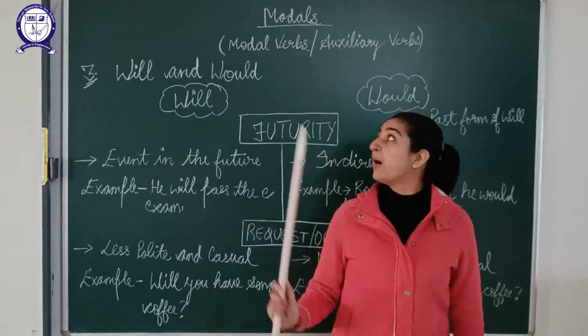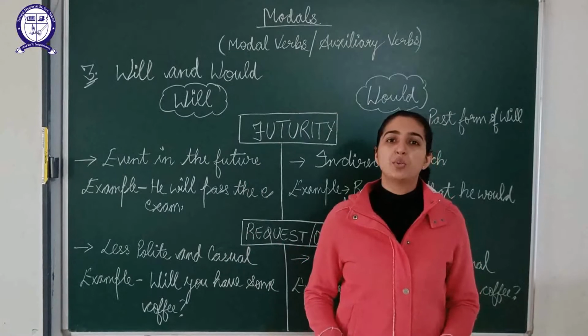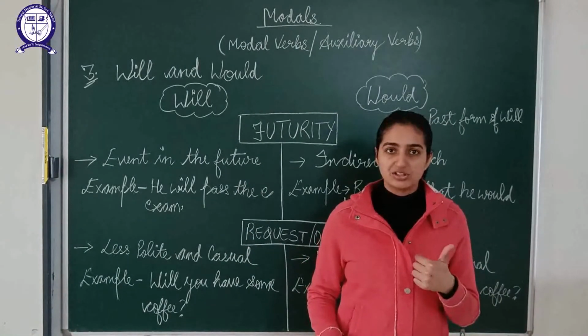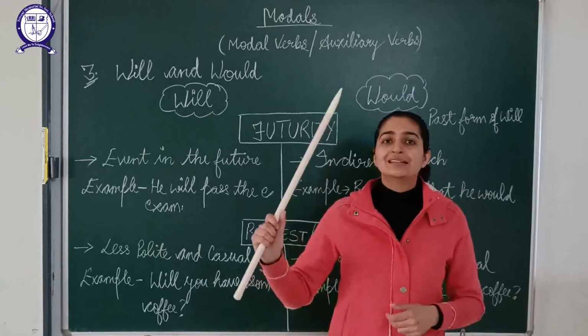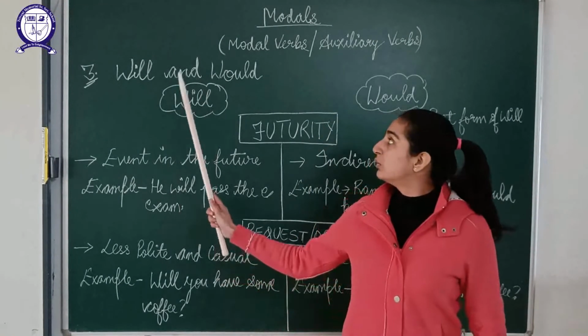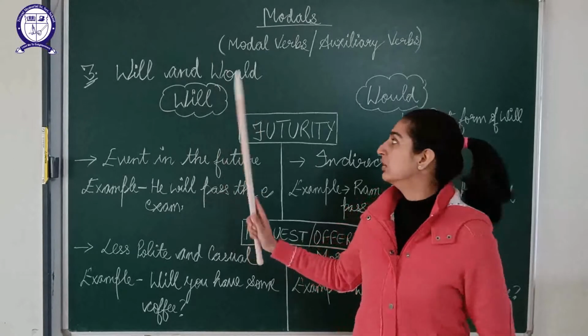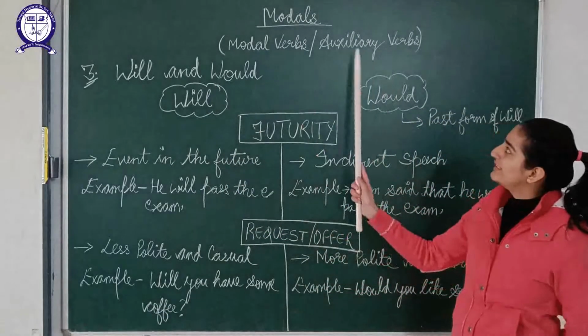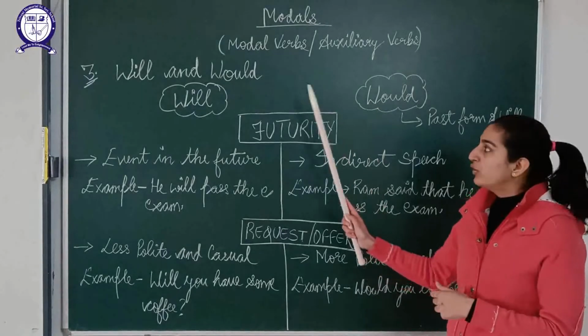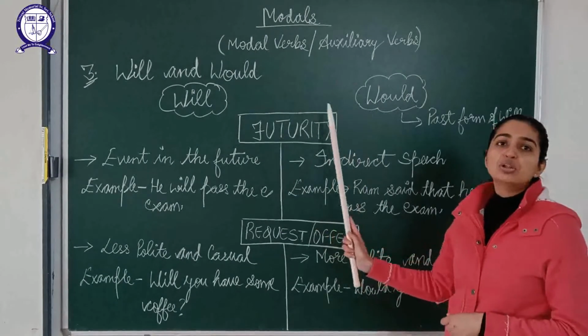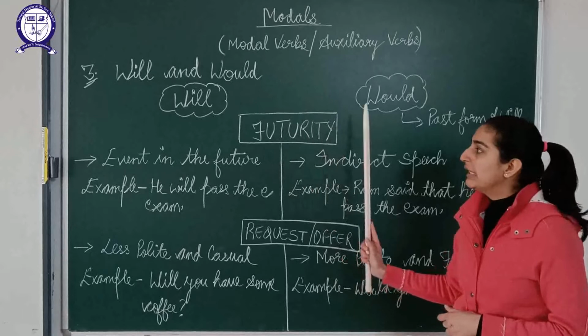So students, this is part 2 of Modals. In part 1, we have covered the introduction and can and could and may and might. So in this video, we will be starting with will and would. Will and would are the next auxiliary verbs. Would is a past form of will. Will and would both are used to show futurity.